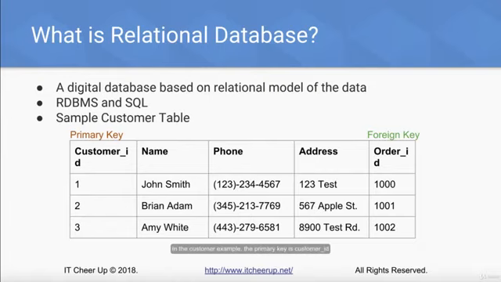In the customer table example, the primary key is the customer ID. The foreign key is order ID. So there will be a relationship between the customer table and the orders table. There could be a one-to-one relationship, where one customer relates to one order, or a one-to-many relationship, where one customer record has multiple order records.